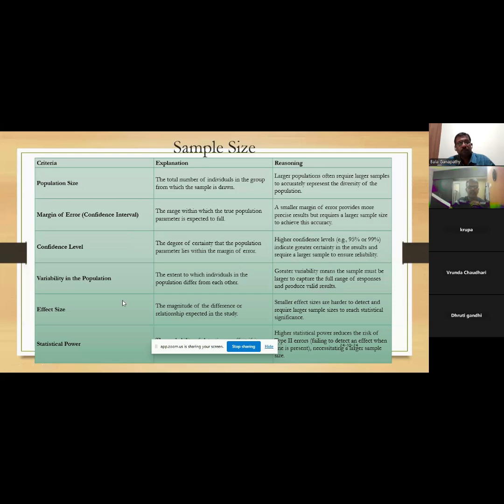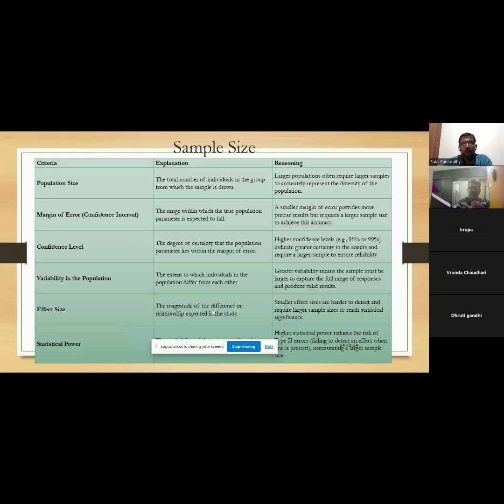Then the next one is called the effect size. That is an important thing. Simply remember that it is the magnitude of difference. For example, you are comparing the mean pain of two groups: group 1, group 2, experimental group, control group. The difference between the groups should be a little bit larger. If the difference is larger, the effect size is more. If the difference is less, then the effect size is small.